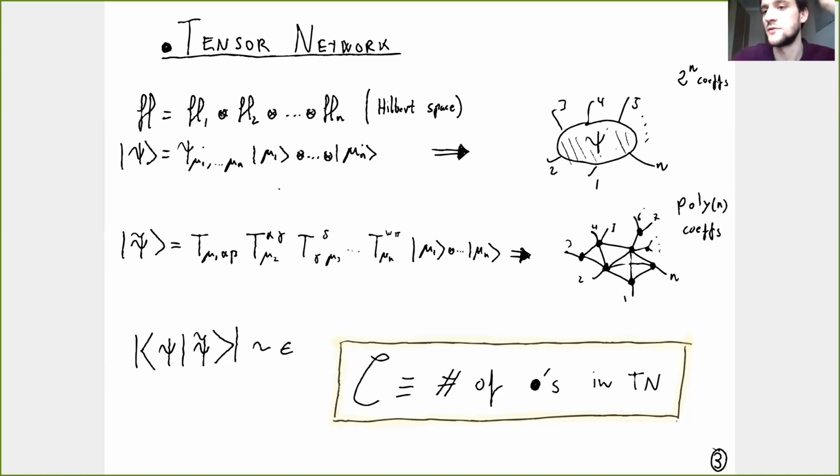So if you do change the number of legs, or even how many values these indices run over, for example, I could use, instead of qubits, qutrits or qudits in general, what people in complexity theory prove is that this really never changes things. So the important thing here is the complexity class. So this is like in quantum computation, for example.